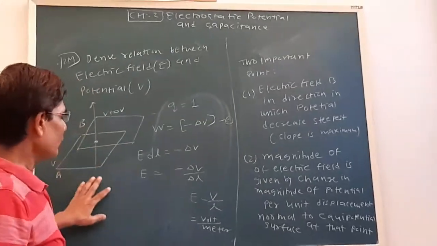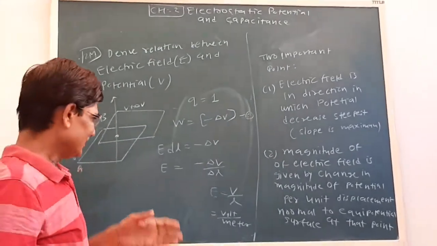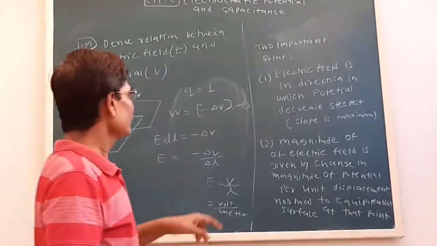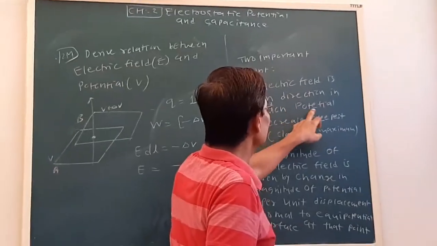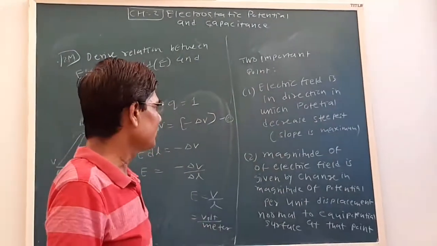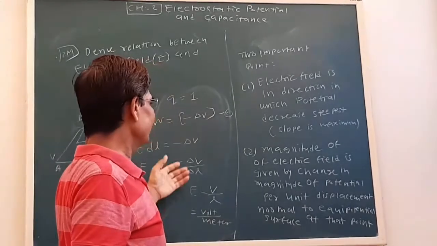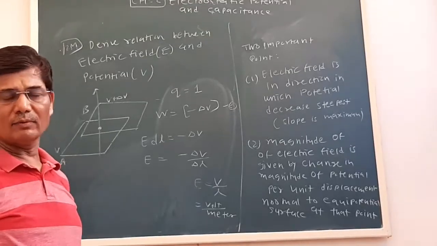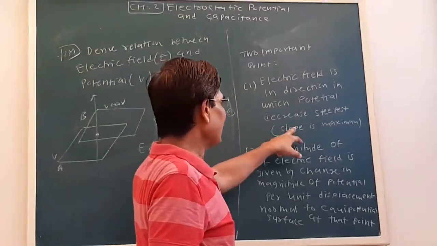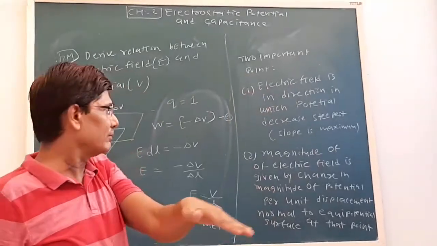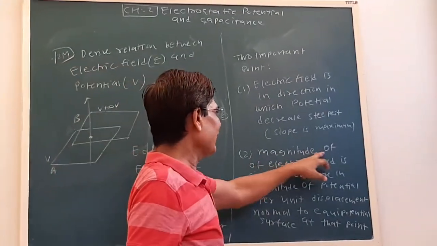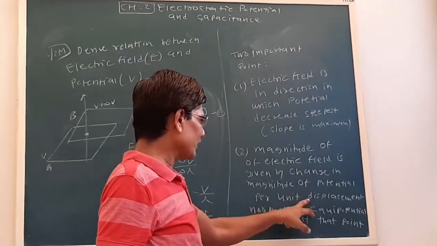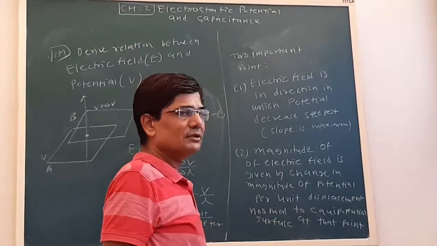From these we have two important observations regarding the relation between electric field and potential. First, the electric field is in the direction in which the potential decrease is steepest. It is nothing but the slope; whenever we divide one quantity with respect to another, it is in the form of a derivative. So it will be in the direction in which the decrease is maximum. Secondly, the magnitude of electric field is given by the change in potential per unit displacement normal to the equipotential surface at that point.